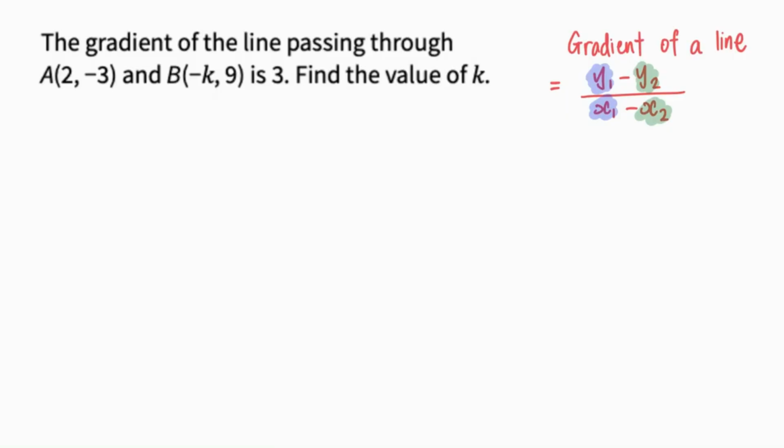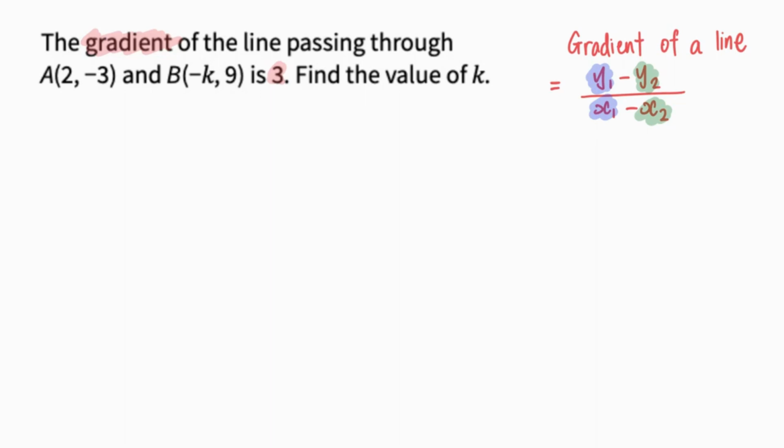Hi everyone, welcome to this video where we are given that the gradient of line AB is 3. We are also given the coordinates of A and B, though the x coordinate of B is given as a variable k, which we would then have to find.